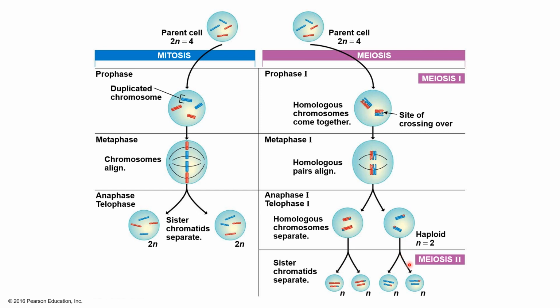But then we still have to go through another meiotic division so that we can split the sister chromatids apart. At the end of the second meiotic division, we end up with 4 daughter cells, and they're all haploids. They're all carrying just half the number of chromosomes.